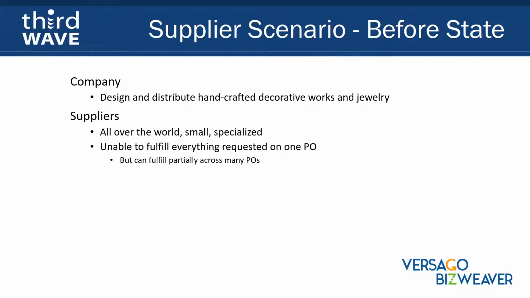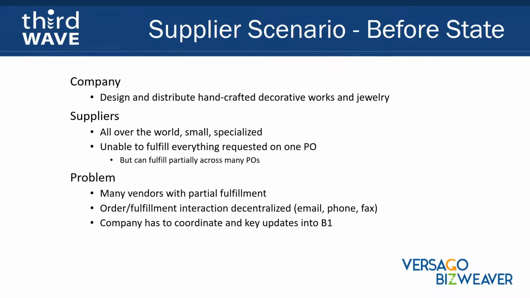But one of the attributes of working with the suppliers is they're unable to fulfill everything requested on one PO. But they can fulfill partially across many POs. And this is one of those little unique things that you'll find in a business where having tools like Versago and Bizweaver that can be configured quickly to conform to a special circumstance within a company can be very effective and useful.